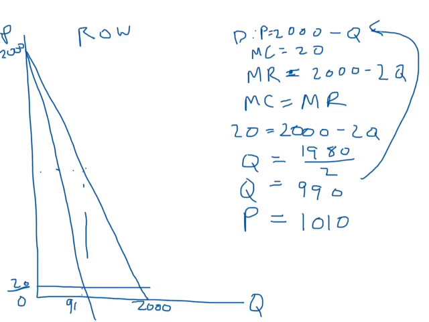Anyway, that leads on the graph to 990, pardon my bad penmanship, and then price is 1010. So the answer is we've got 510 at home, 1010 abroad, and the difference is 500. That's the story.